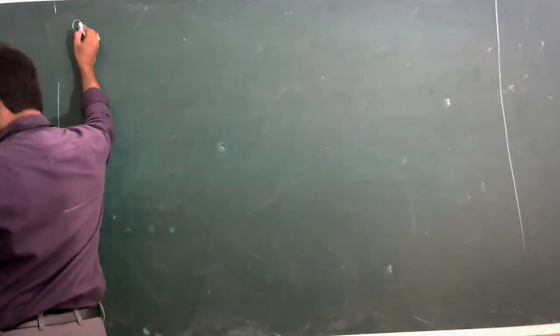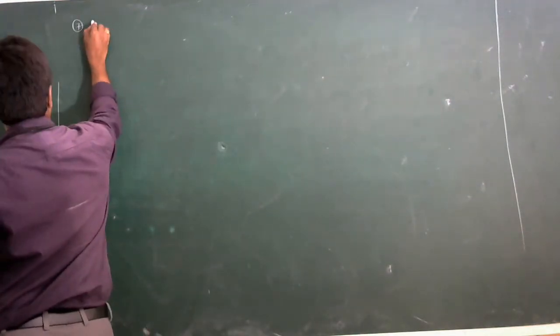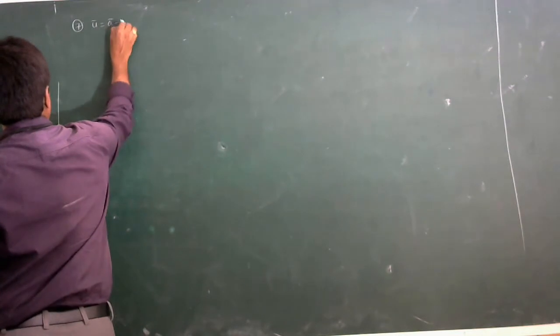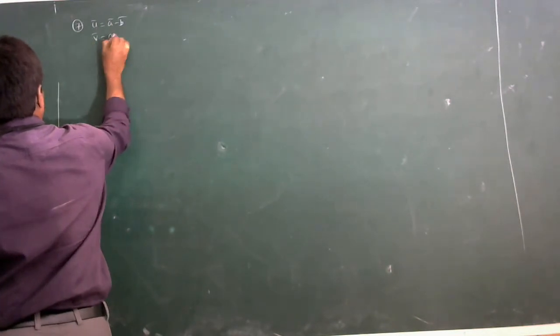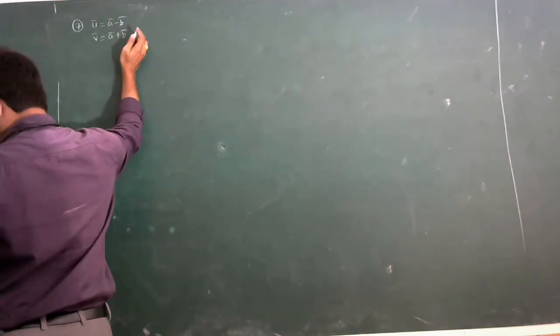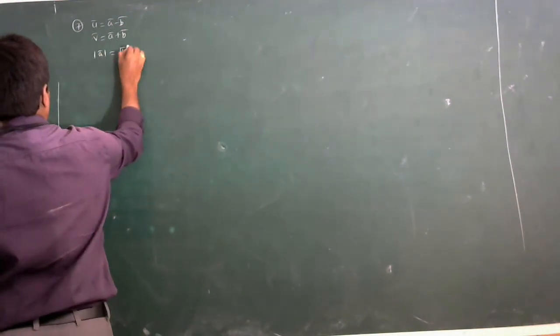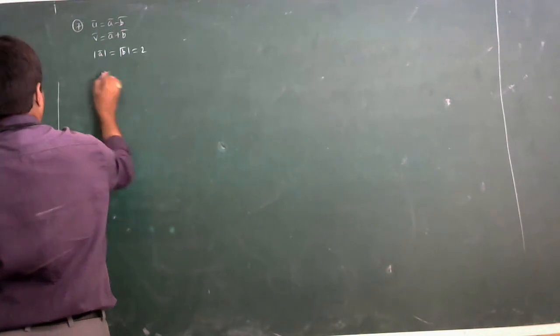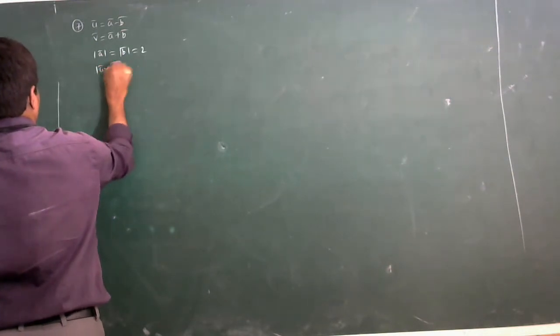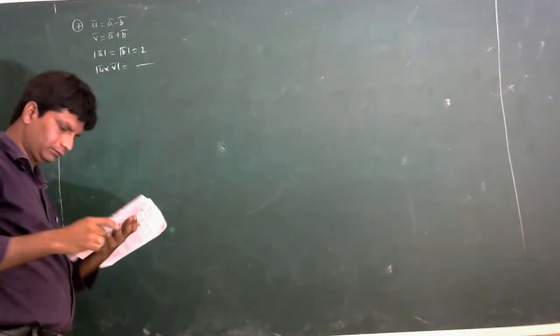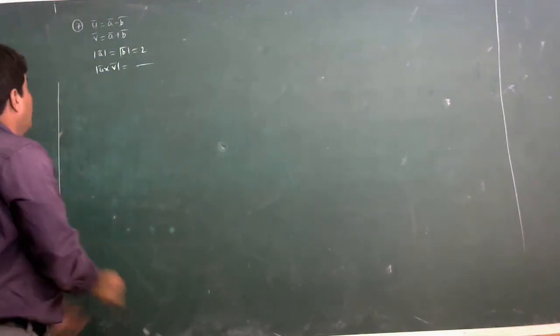Next problem. The seventh one, what is given here? U bar equal to a bar minus b bar. V bar equal to a bar plus b bar. And moreover, mod a bar equal to mod b bar equal to 2. We have to find mod of u bar cross v bar.